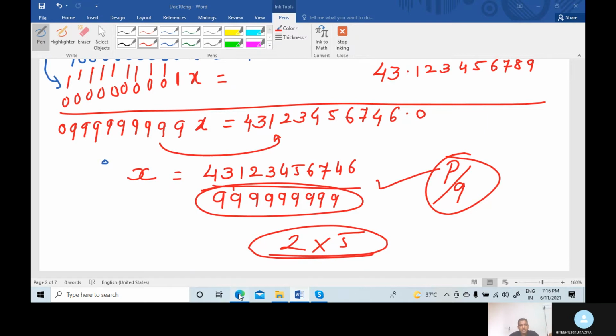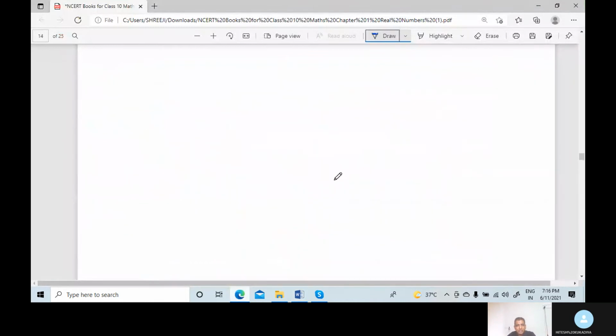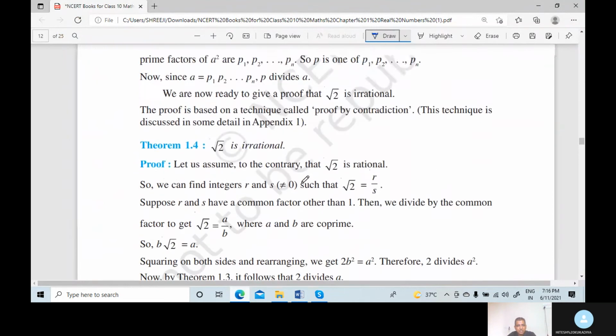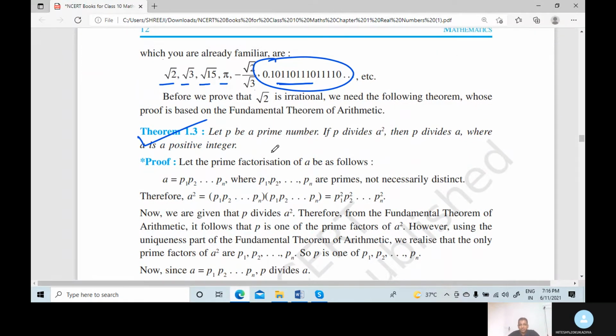Now we discuss one more theorem. It is a very important theorem. I think theorem number 1.3 is remaining here. Theorem number 1.3, most important. First we read the statement. Let P be a prime number. If P divides A square, then also P divides A, where A is a positive integer.